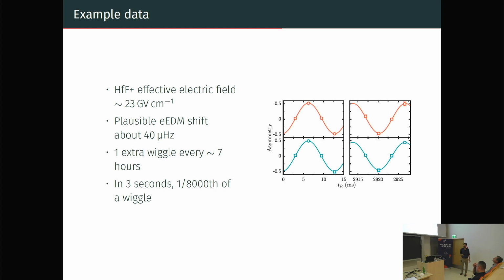And we're looking for an EDM shift, which is tens of microhertz. That corresponds to roughly one extra wiggle every 7 hours. And so in 3 seconds, we're looking for a difference of about 1/8,000th of a wiggle.